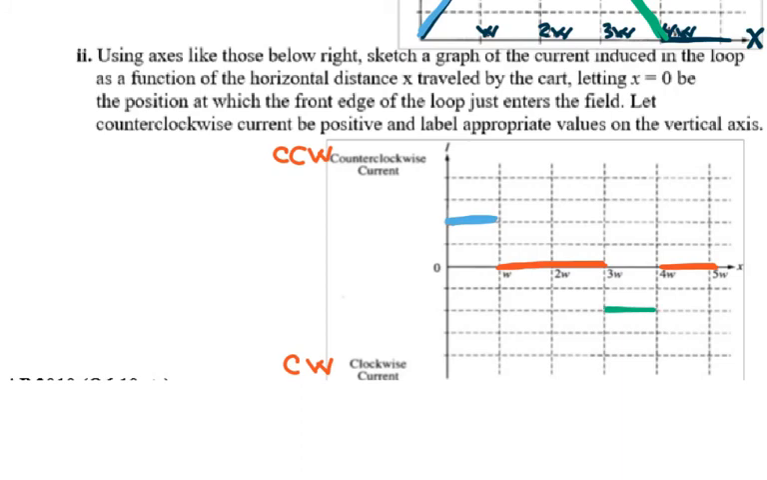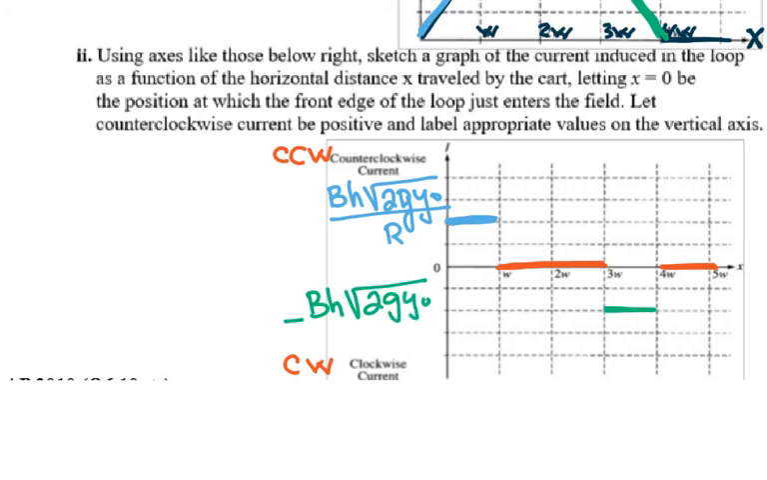So I can use them to mark my maximum negative and positive. So for positive, my current is going to be BH times the square root of 2 g y sub 0, divided by R. And for the negative value, I'm going to have negative BH times the square root of 2 g y sub 0, divided by R. So every time you have graphs, you have to label your values. So I'm going to say this is this position, this is that. So this is my maximum current, and this is my maximum negative current.